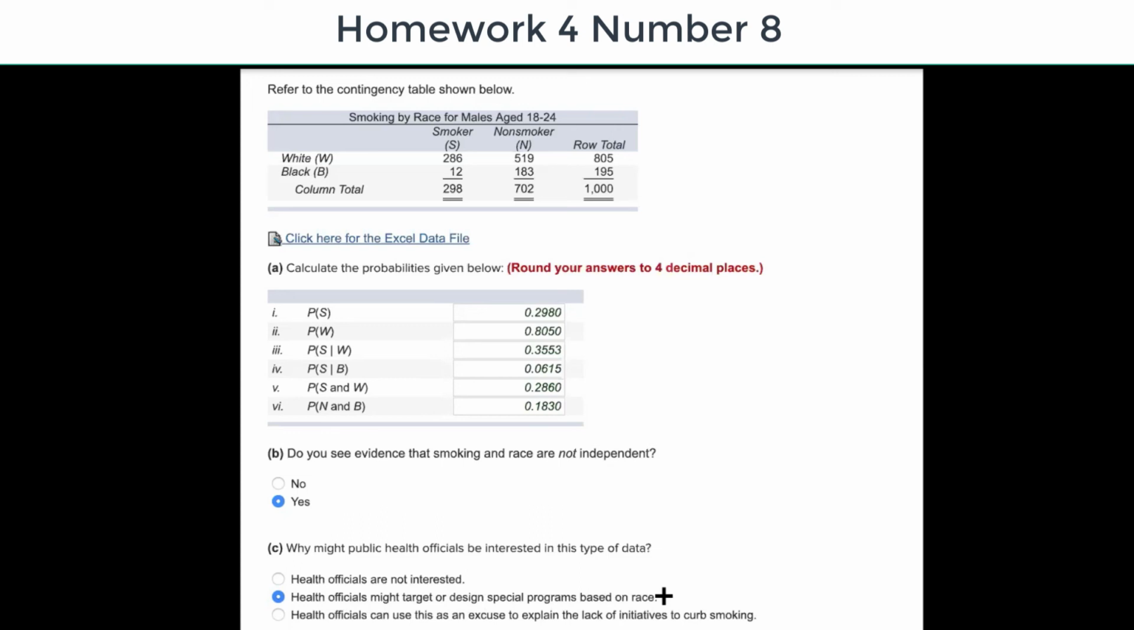So let me know if you have any questions on that. I think the hardest part was probably just finding those probabilities. But if you have any questions about independence, just let me know.